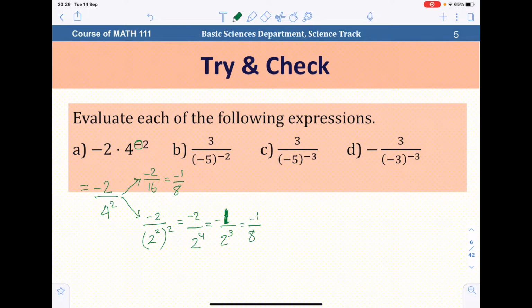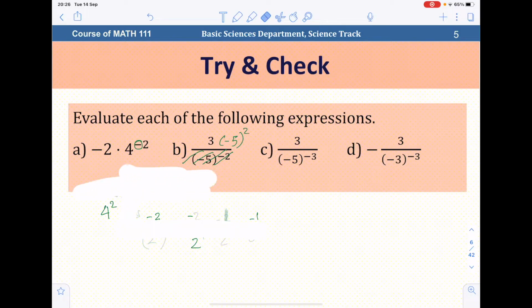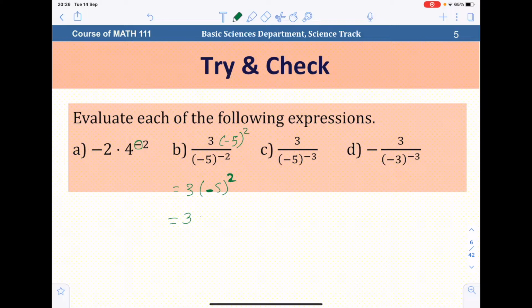Okay, now let's see part B. I have negative 5 to the power negative 2, so I will move this part up with negative 5 to the power 2. Okay, so in this case, I would have 3 times negative 5 to the power 2. And you know that this negative, since here we have even, so this negative would be cancelled. So I'm left with the 3 times 5 to the power 2. And you know 5 to the power 2 is 25. So 3 times 25. And 3 times 25 is 75.